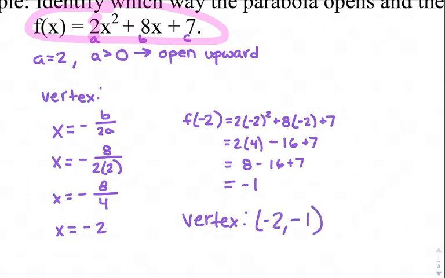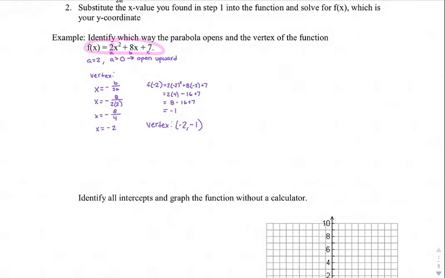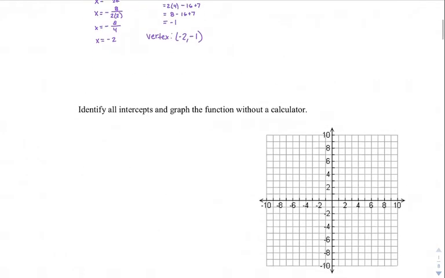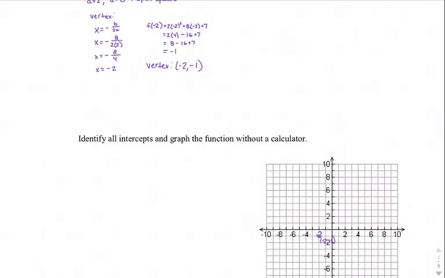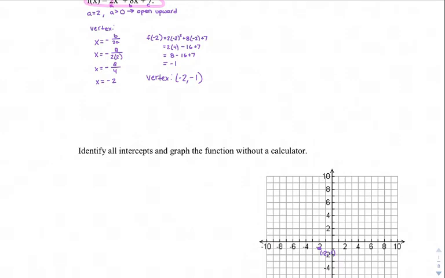So all I do is use that formula x equals negative b over 2a to find my x coordinate, and then plug it back in and see what I get for y. Step 2 in this is now we're going to find all the intercepts and graph the function without a calculator. Well, the vertex, remember, is just the turning point. So I'm going to plot the vertex first: negative 2, negative 1. That's my vertex. Now, from before, a was greater than 0, which means it's going to open upward. So I know my graph has to look like this.